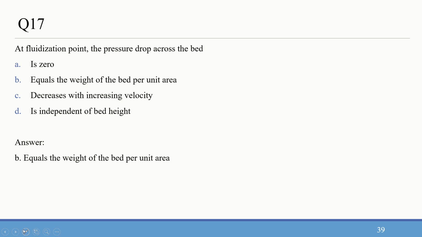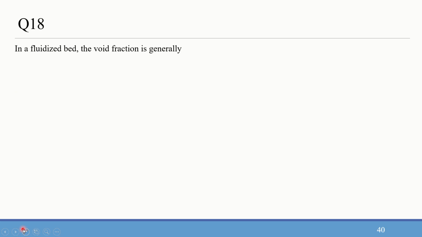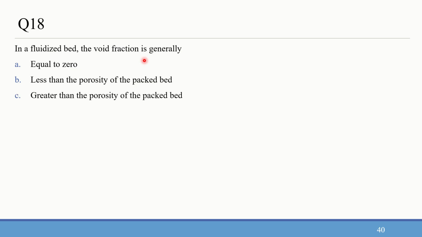So now let us go to question 18. In a fluidized bed, the void fraction is generally dash. Option A, equal to 0. Option B, less than the porosity of the packed bed. Option C, greater than the porosity of the packed bed. Option D, equal to particle volume fraction. So in a fluidized bed, what is asked? Void fraction is asked. Void fraction is the empty spaces in the bed.